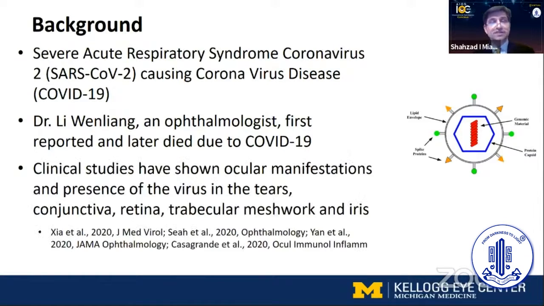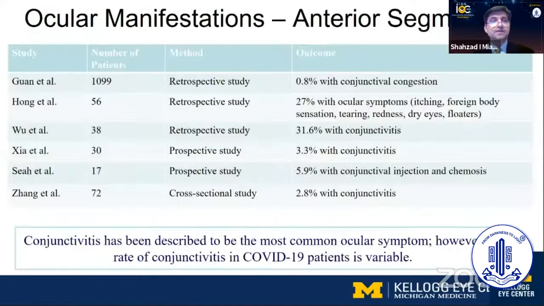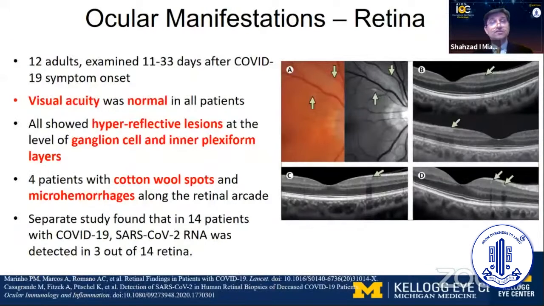Clinical studies, as Dr. Lee mentioned, have shown ocular manifestations and presence of the virus in tears, conjunctiva, retina, trabecular meshwork, and iris. The conjunctiva, as you saw, serves as the most common manifestation and site for presence of disease, although there's quite a huge bit of variability in the incidence and symptoms that may present in patients. Retina is also another site that has been shown to be a target. Although the patients who've presented have had normal visual acuity, OCT findings have shown hyperreflective lesions in the ganglion cell inner plexiform layers, and even cotton wool spots and microhemorrhages.